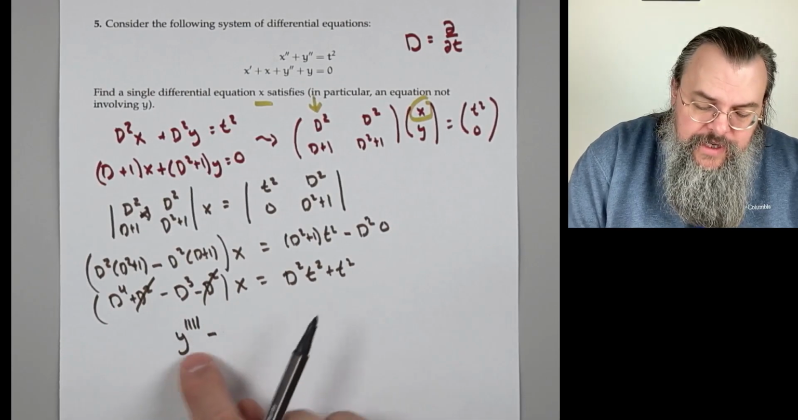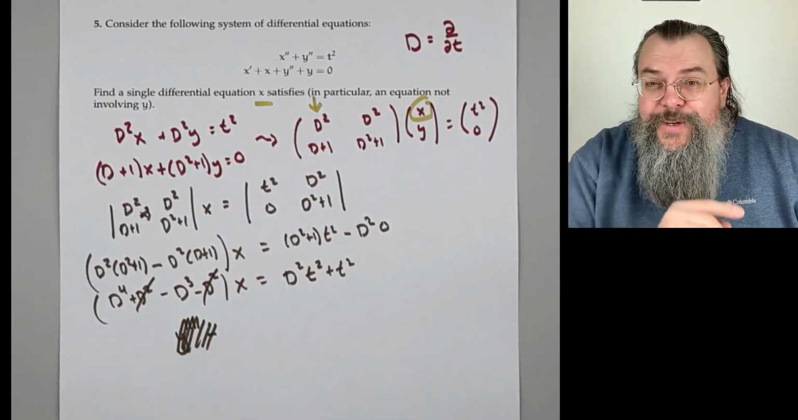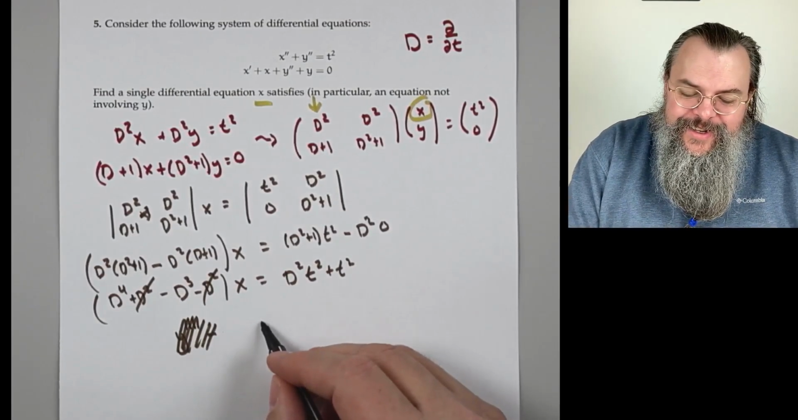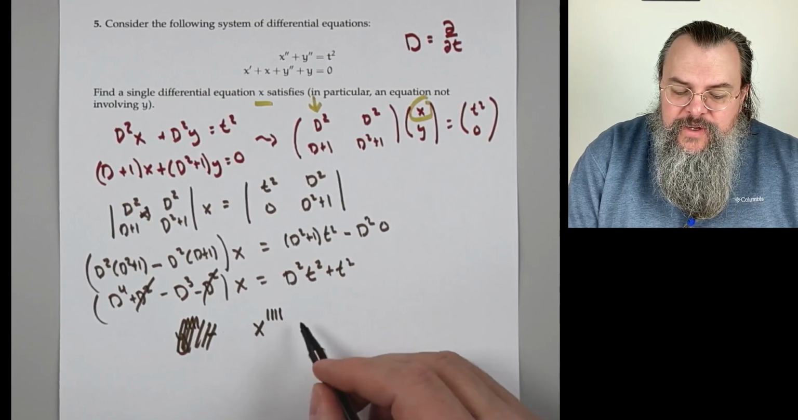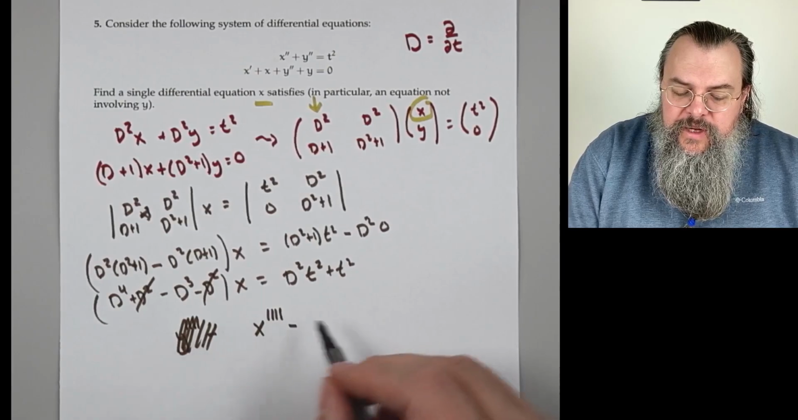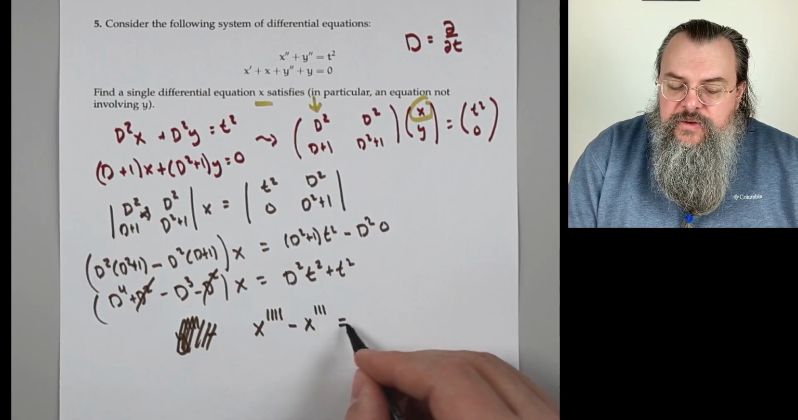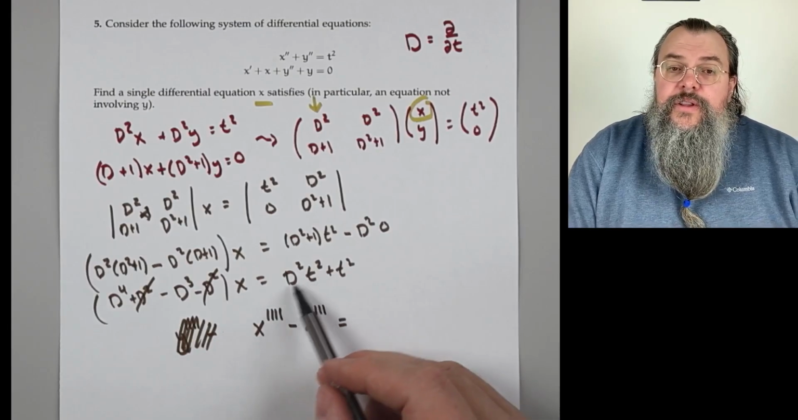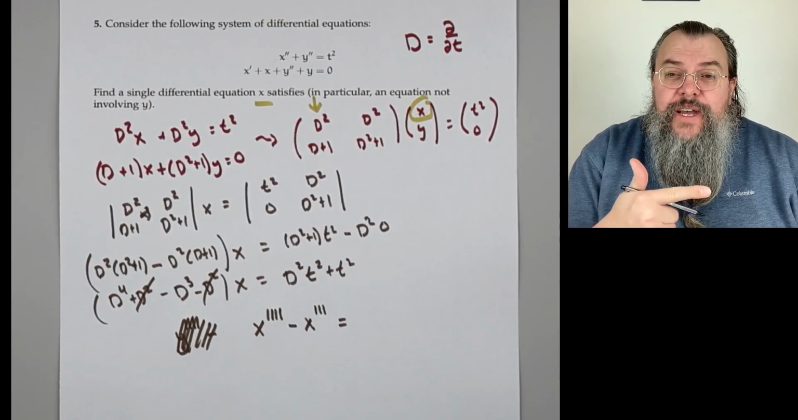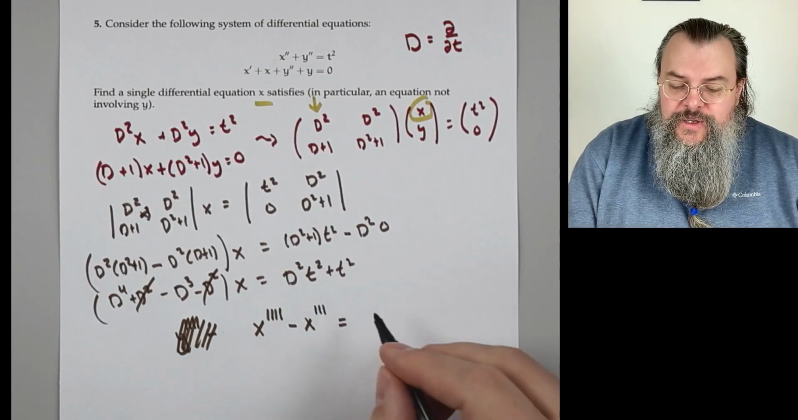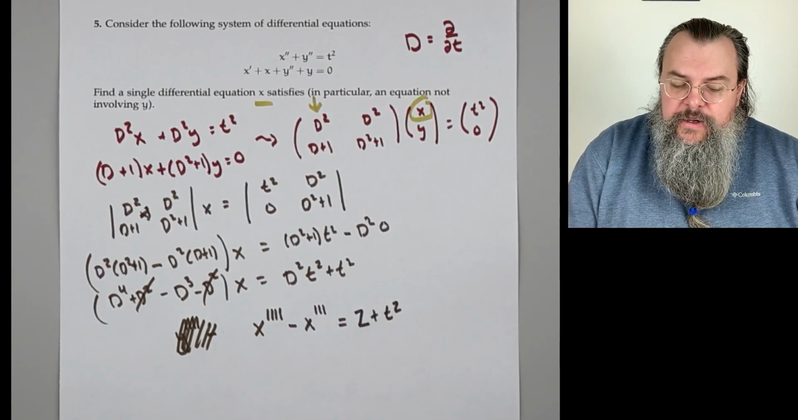Whoops, why did I put y? I don't know why I put y. All right, that's why you check. It's easy to make silly mistakes. So 4th derivative minus d cubed x, which is the 3rd derivative, is equal to, over here, the 2nd derivative of t squared. First derivative would be 2t, 2nd derivative would be 2. So that would be 2 plus t squared.